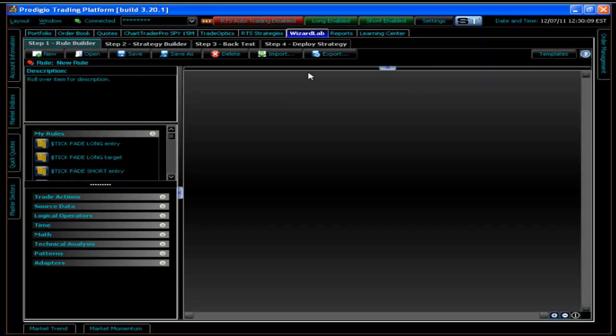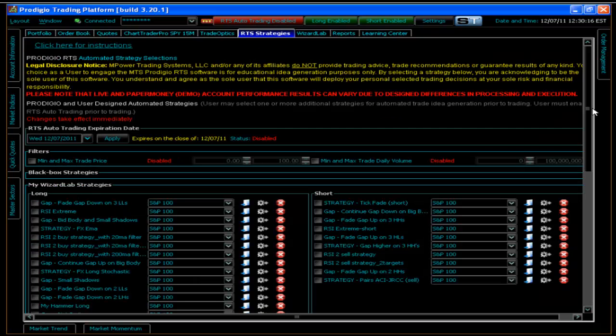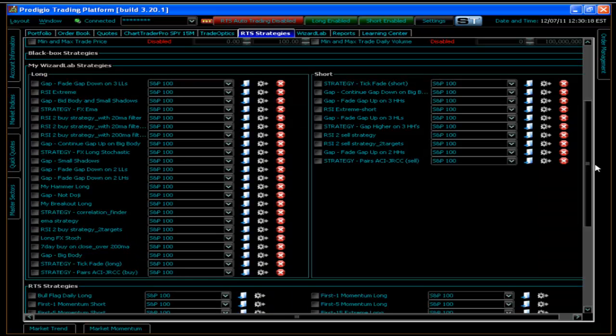All right, so knowing that, I can now switch over to the RTS strategies, right? And I want to see that those have actually been imported. And if I scroll down, I can see very clearly that the Wizard Lab strategies are broken up into two areas. All the longs are on the left, all the shorts are on the right. That means that any strategies that are deploying on the short side are going to show up here. Essentially, these are strategies that are initiated as a sell. Over here, we have any strategies that are initiated as a buy. Okay? So you guys follow so far.